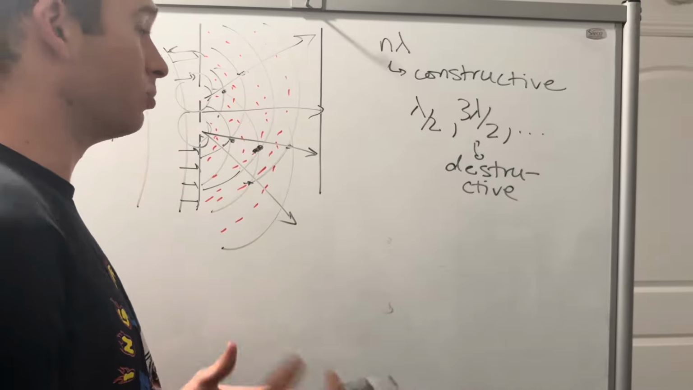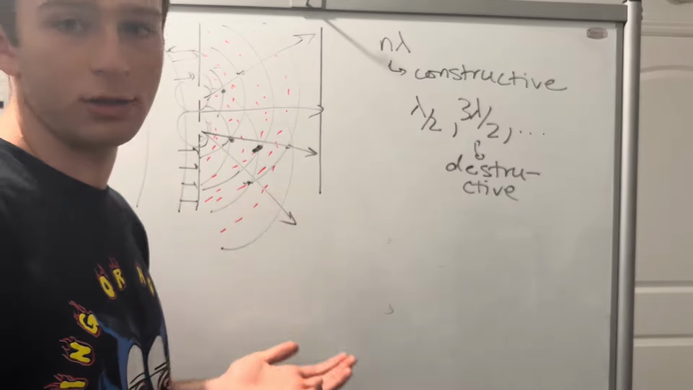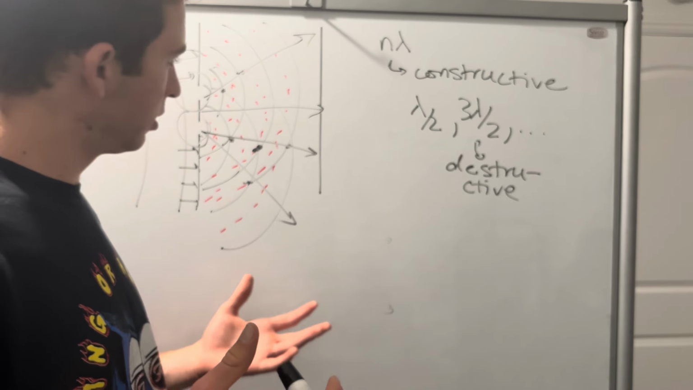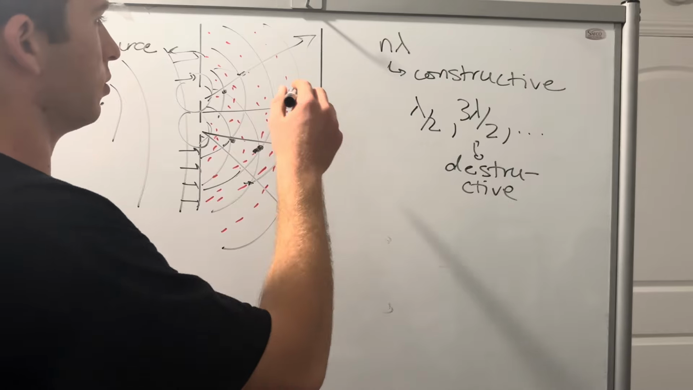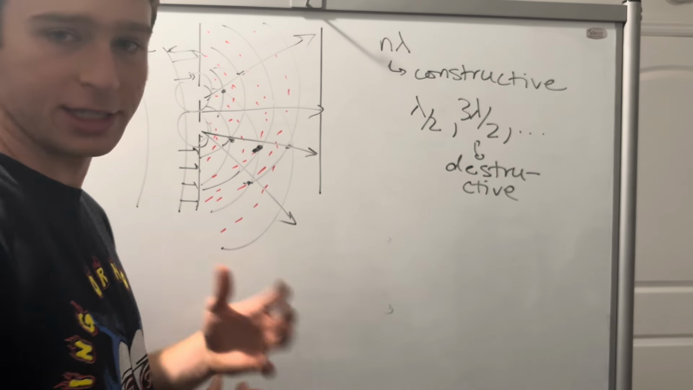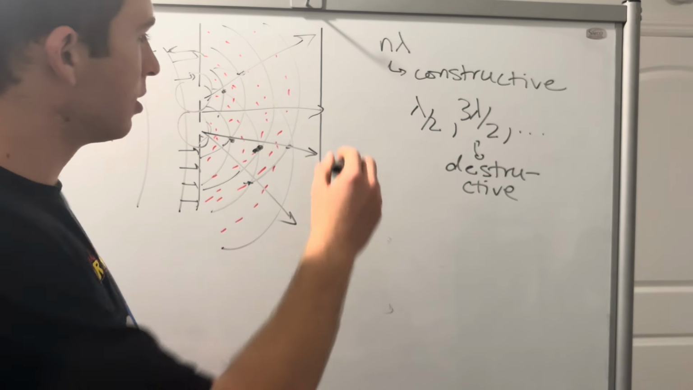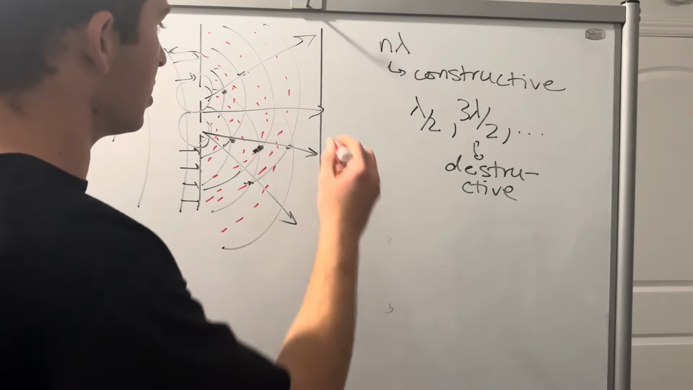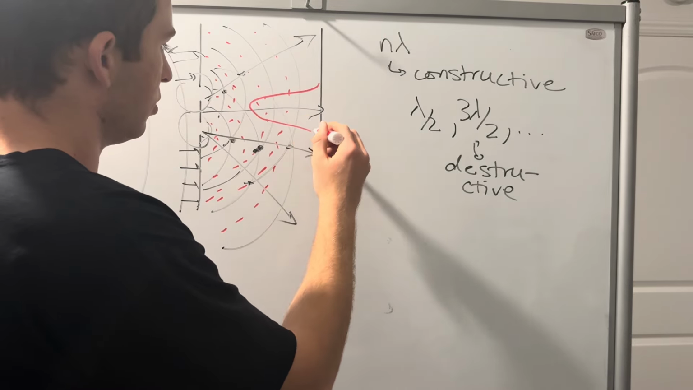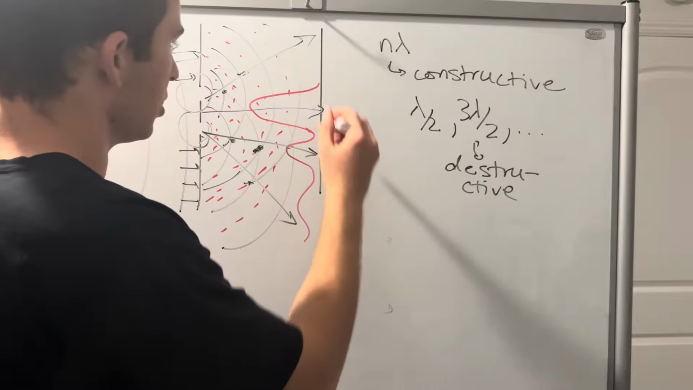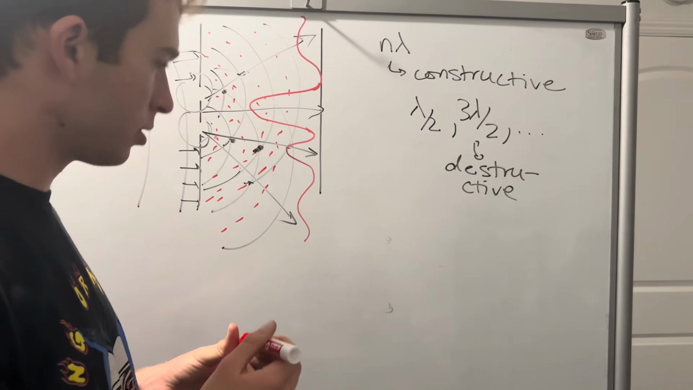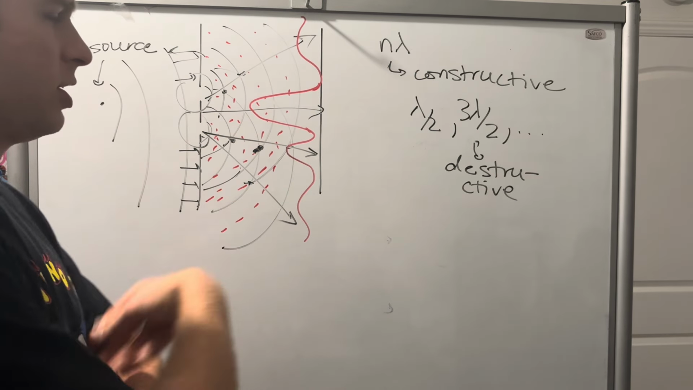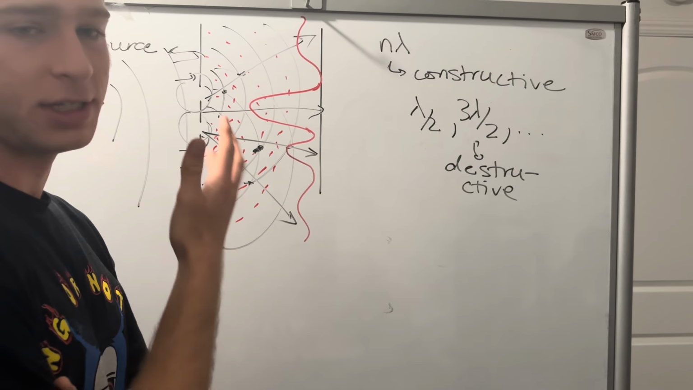And where these waves are going to be the most intense is going to be where there's the most constructive interference, aka where there's the most wave fronts that are interfering with each other. And so the more and more the wave spreads out, the less they interfere. And so you'll get this kind of curve here of the intensity. And it's going to be higher in the middle, and then it's going to be lower here, and then it's going to be lower here, and so on and so forth.